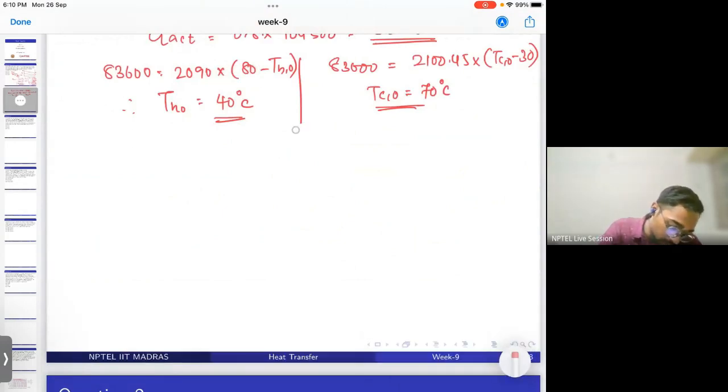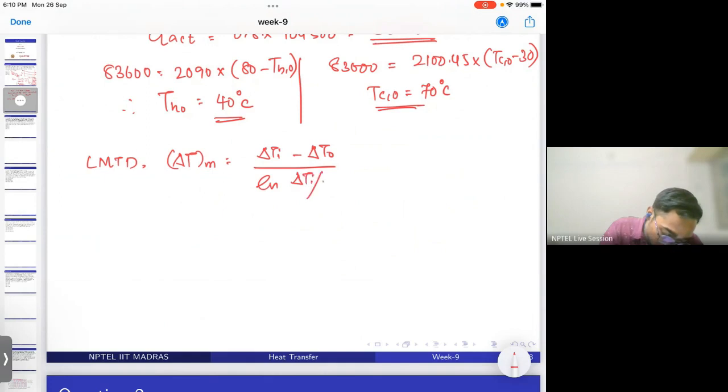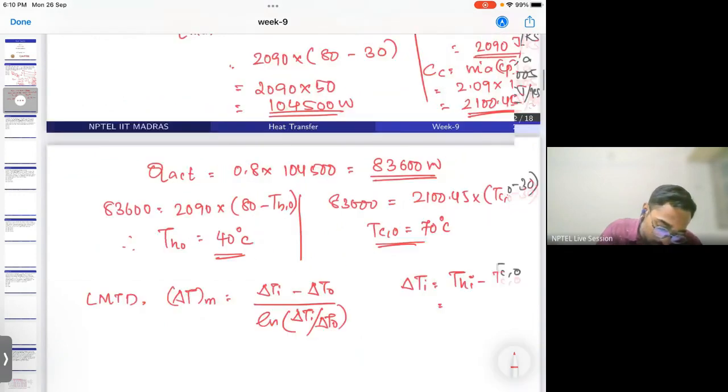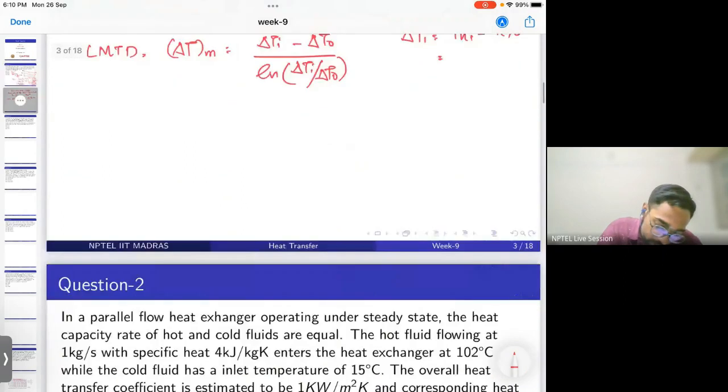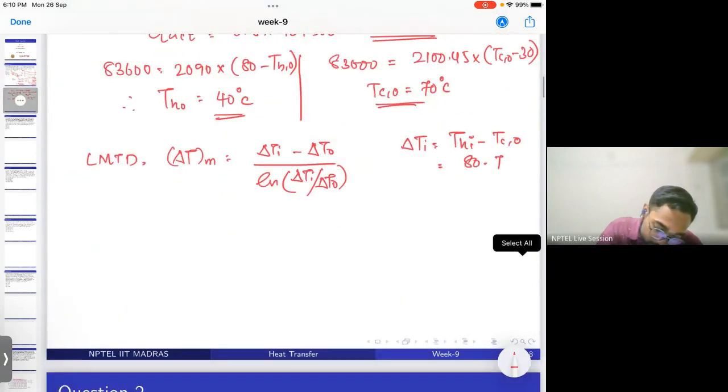So now we got the exit temperature. So now the LMTD is easy. We can write, that is delta Tm, the log mean temperature difference, is delta Ti minus delta To divided by ln delta Ti by delta To. So what is delta Ti? That is Thi minus Tco, which is equal to 80 minus 70, which is 10 degrees Celsius.